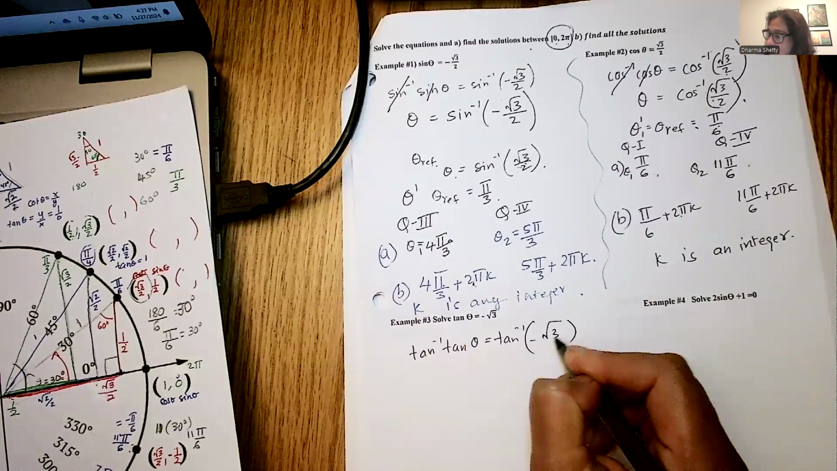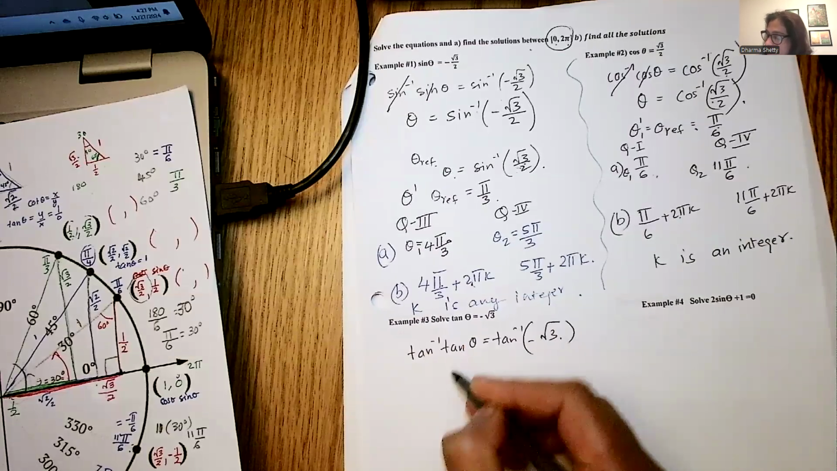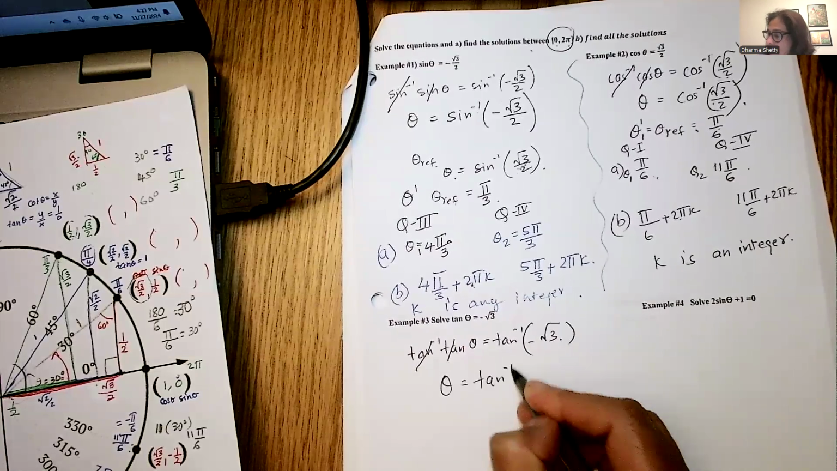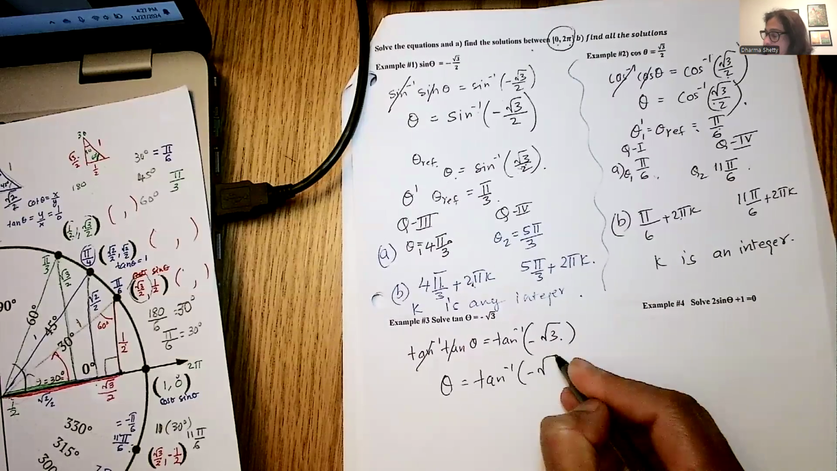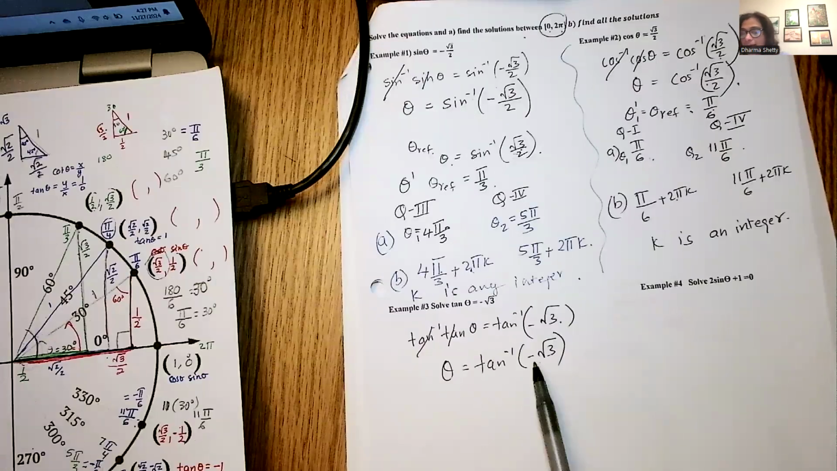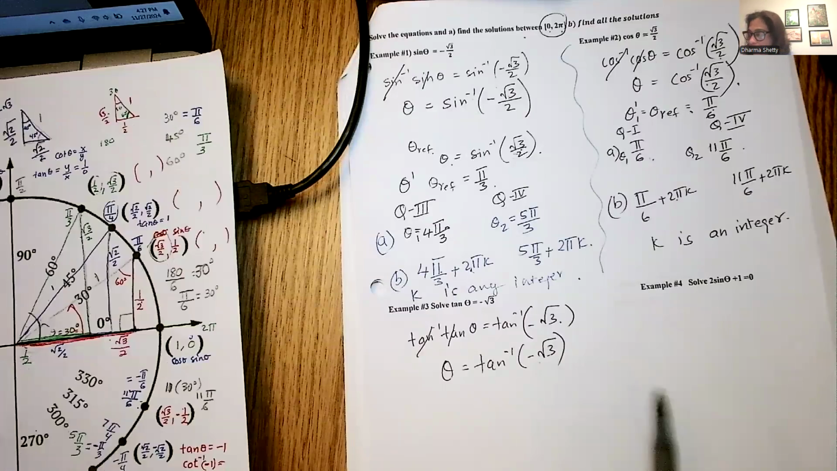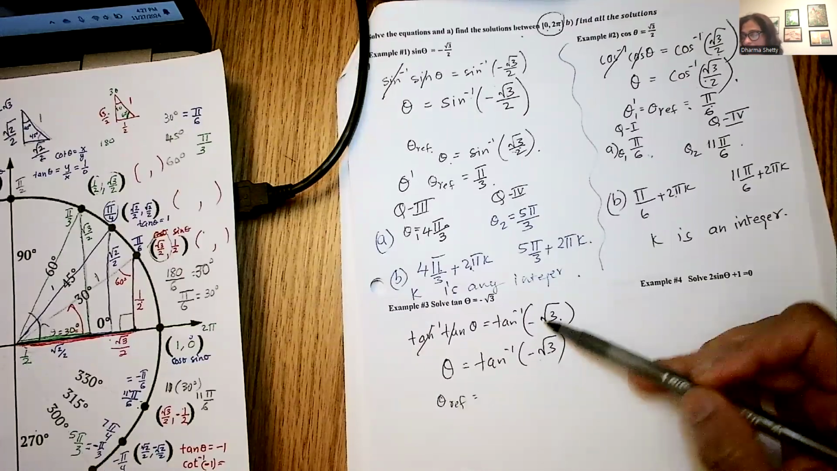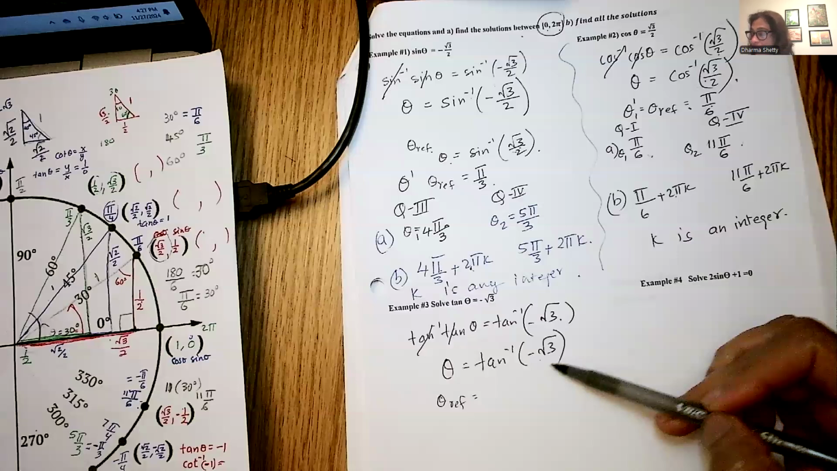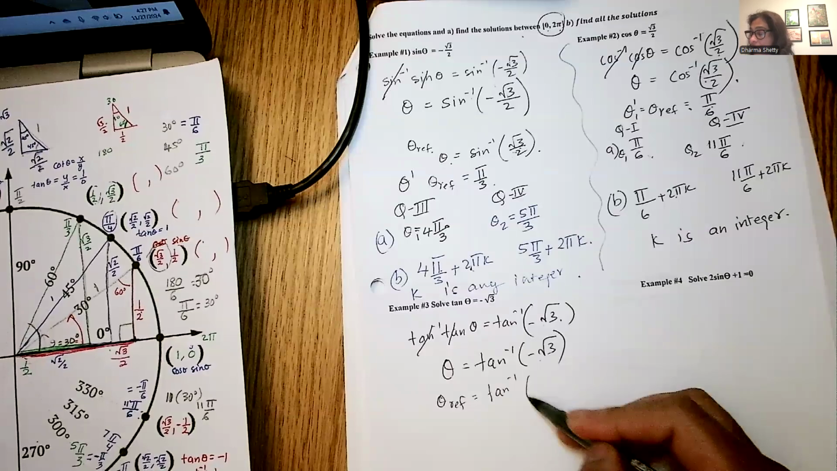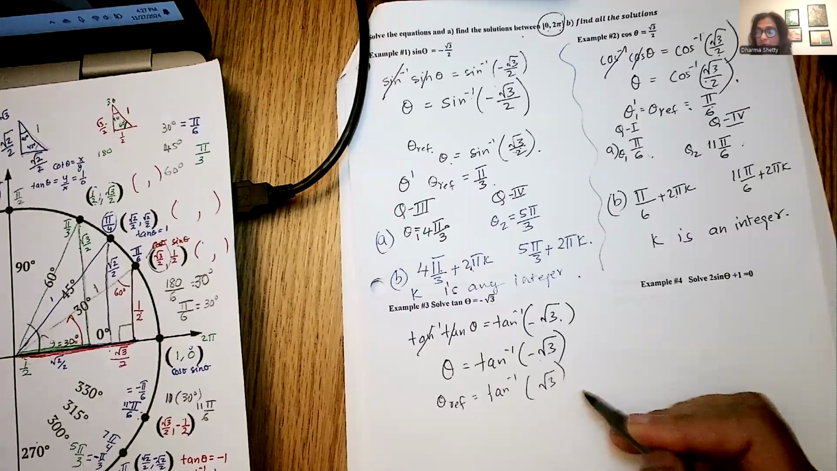Negative square root of 3. So these cancel off. So theta is tangent inverse of negative square root of 3. So again, now to find the reference angle, I will figure out where tangent is positive square root of 3.